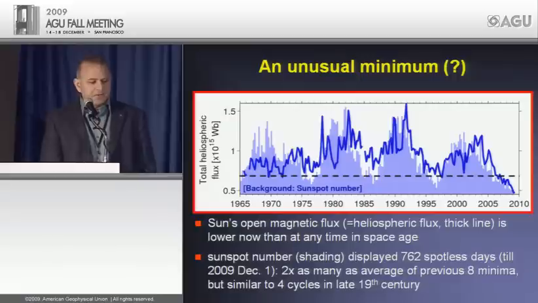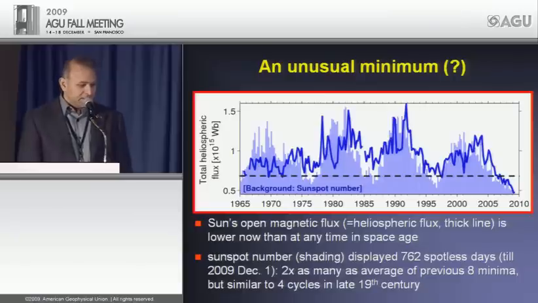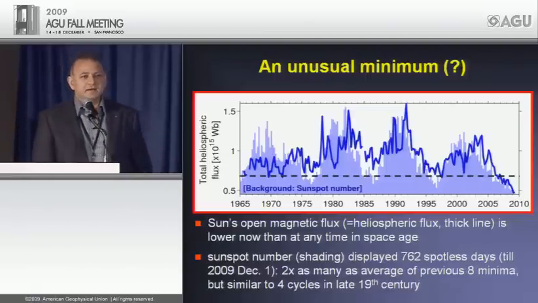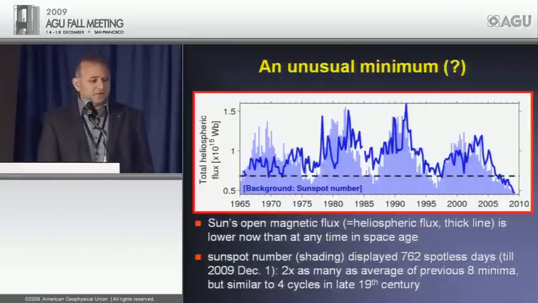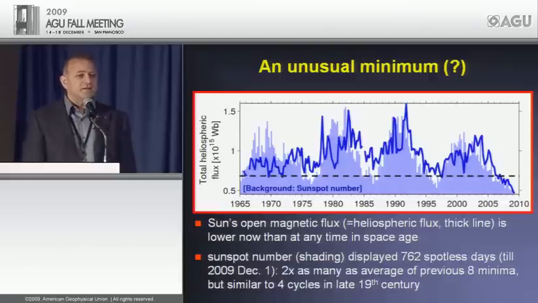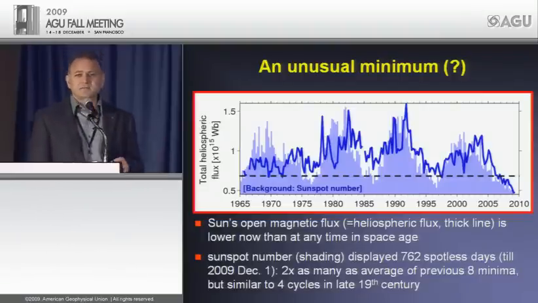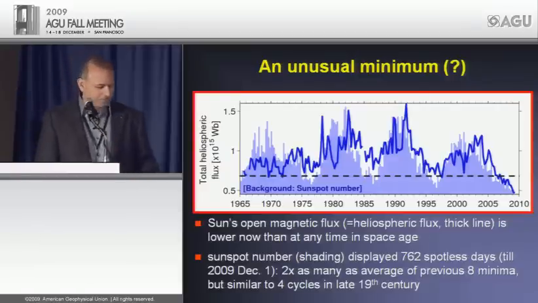In the present minimum, we have had 762 spotless days as of December 1st. And this is way more than any of the previous 8 minima before that. It's more than twice the average number that we have had in these previous 8 minima. So yes, indeed, the current minimum is unusual. However, if you go further back in time, the 4 minima before that, let's say the second half of the 19th century, this was not unusual at all. We have had, in those four minima, similar numbers or even more spotless days during a given minimum. So it's an unusual minimum, yes, but it's not an unusually unusual minimum.